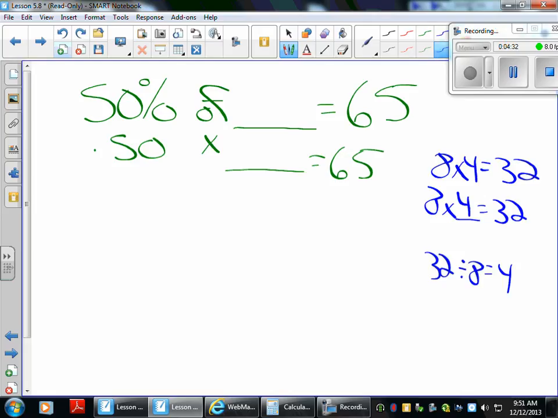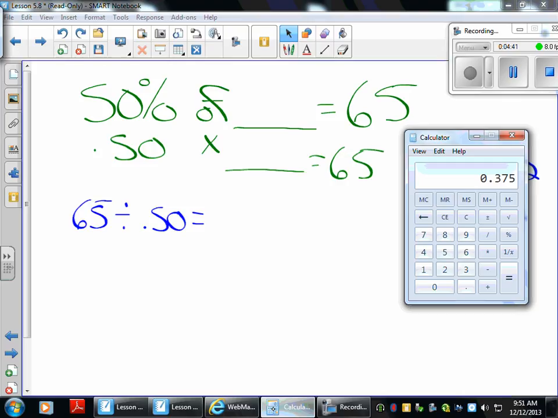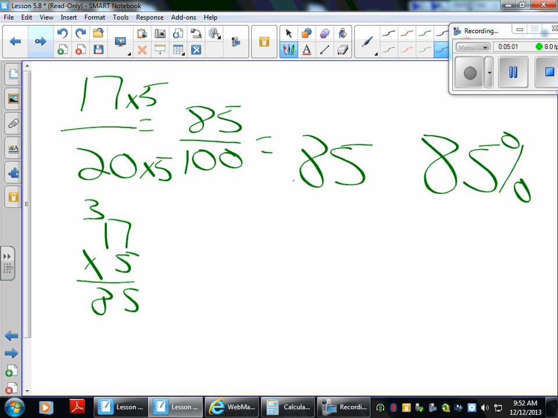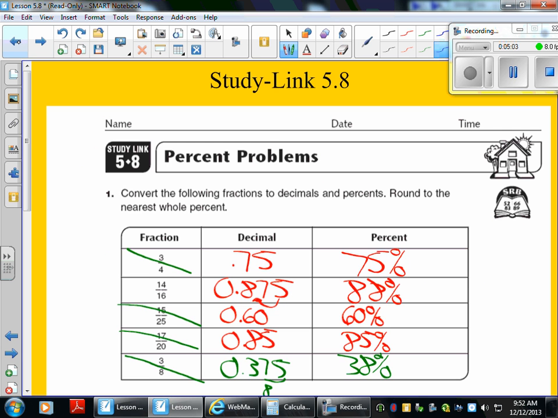So we're going to do 65 divided by 0.50 equals what? Go ahead and use the calculator. You can use the calculator today. We have 65 divided by 0.50 equals 130. Does that make sense? 50% of 130 is 65. It does make sense. Next problem.